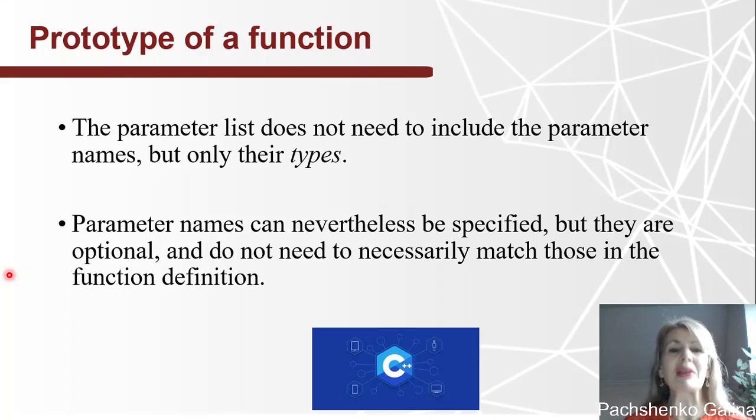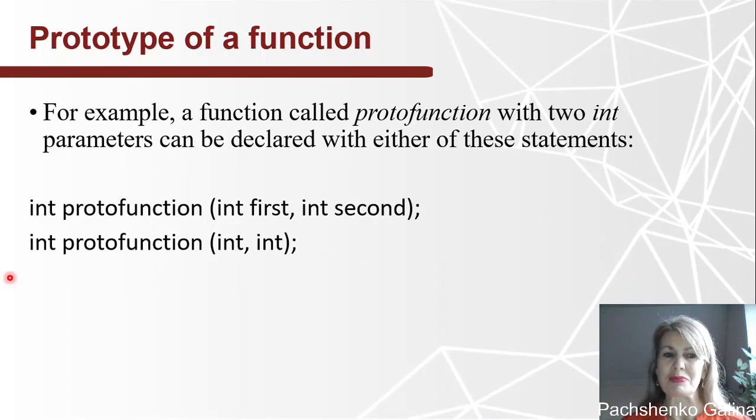The parameter list doesn't need to include the parameter names, but only their types. Parameter names can nevertheless be specified, but they are optional and do not need to necessarily match those in the function definition. For example, a function called proto-function with two int parameters can be declared with either of these statements.